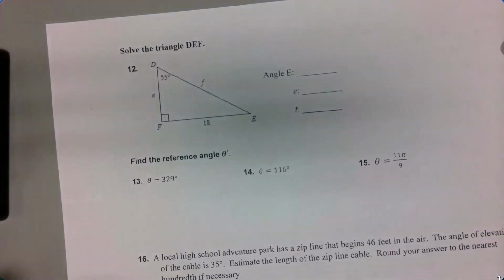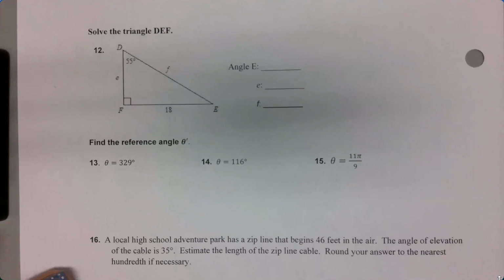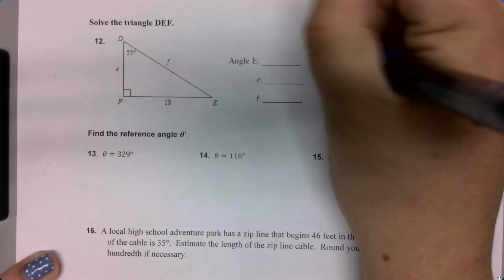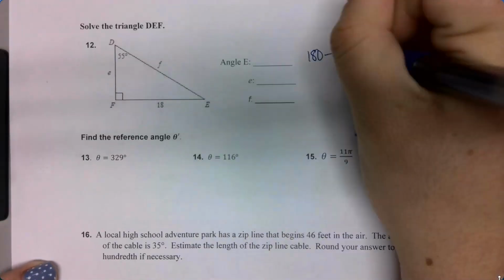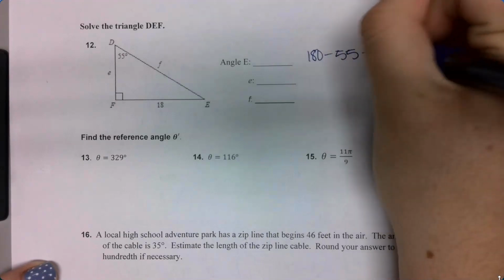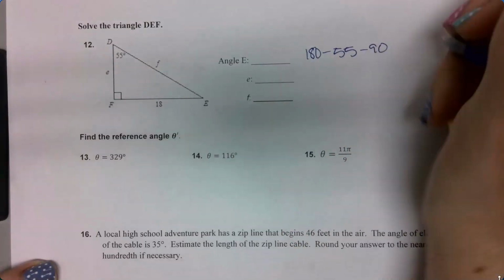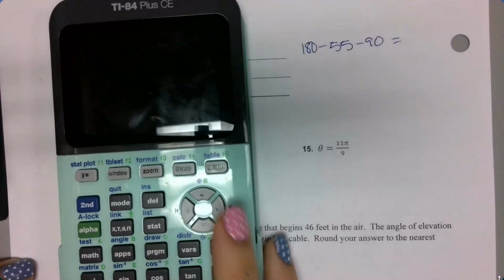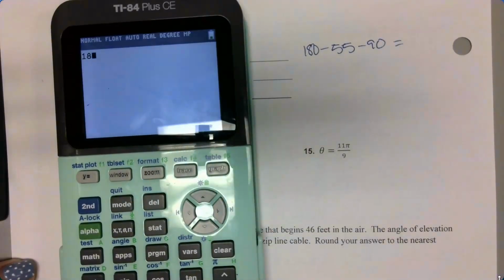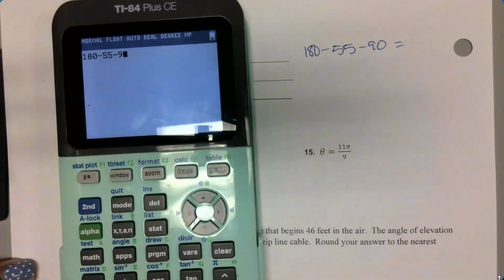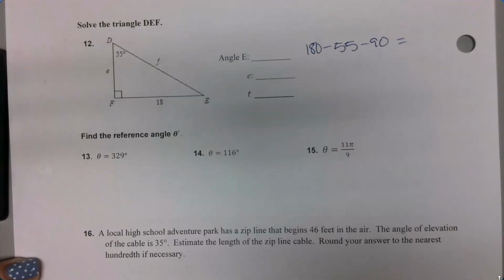Moving on to the back, this one wants me to solve the triangle. So it first wants me to find angle E. This one, remember, there are 180 degrees in a triangle. I subtract 55, and I subtract the 90, because those two angles are given to me. So I'm going to use my calculator, because every time I do this in my head, I make a mistake. This gets me 35.